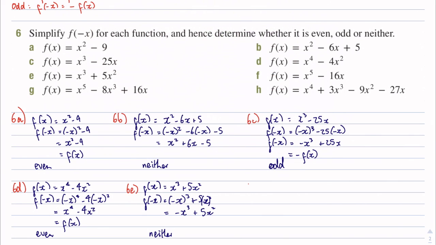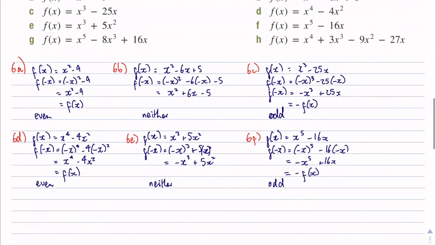And 6f, f of x equals x to the 5 take 16x. So f of negative x is negative x to the 5 take 16 times negative x, which means it's going to come out as negative x to the 5 plus 16x, which is negative of what we started with. So it's odd. I'm not going to bother with the others. They keep going like that.